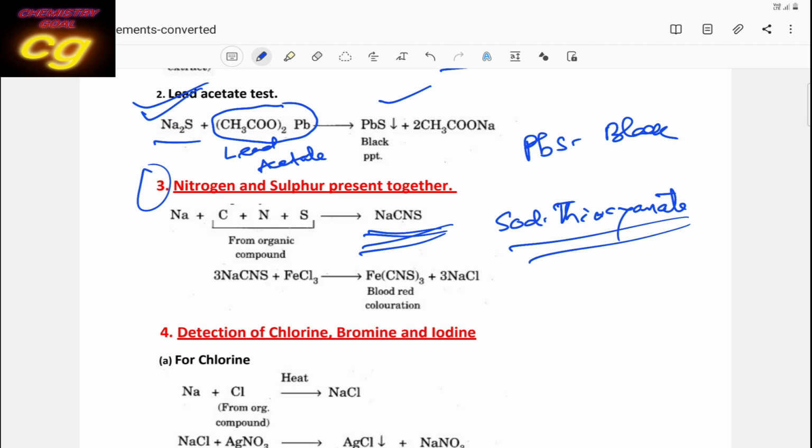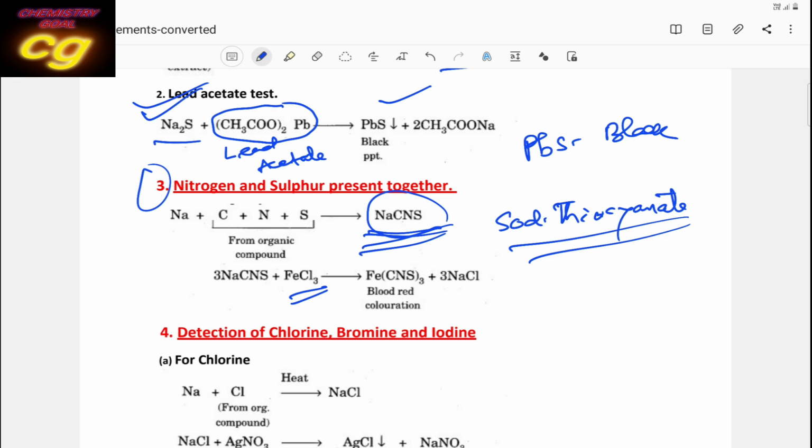So what will the reactions be? If the organic compound contains nitrogen and sulfur, and carbon is the essential element of an organic compound, there will be a formation of sodium thiocyanate. This sodium thiocyanate reacts with ferric chloride solution. We have already used ferric chloride solution in the detection of nitrogen.